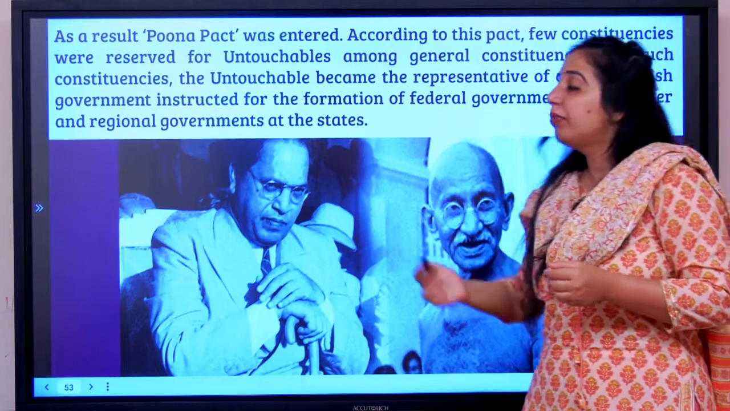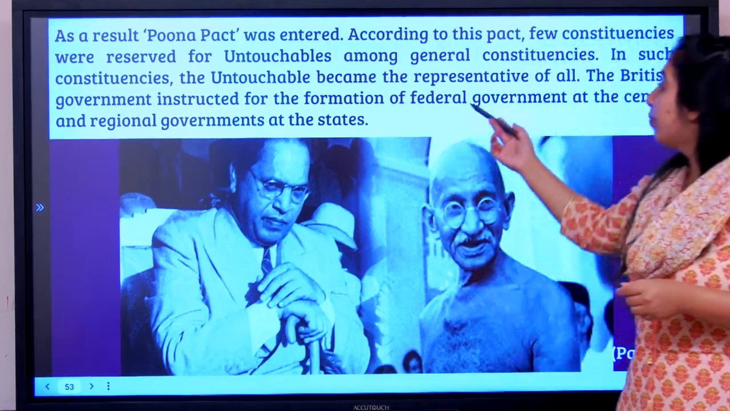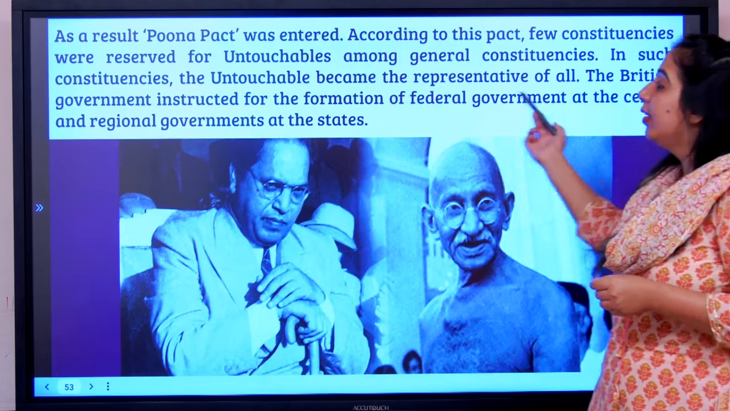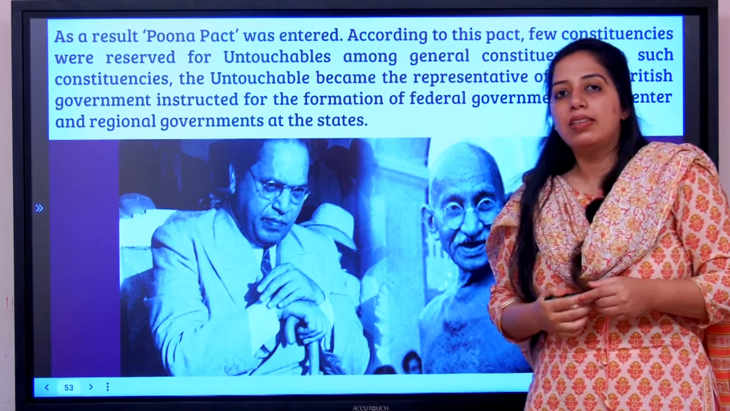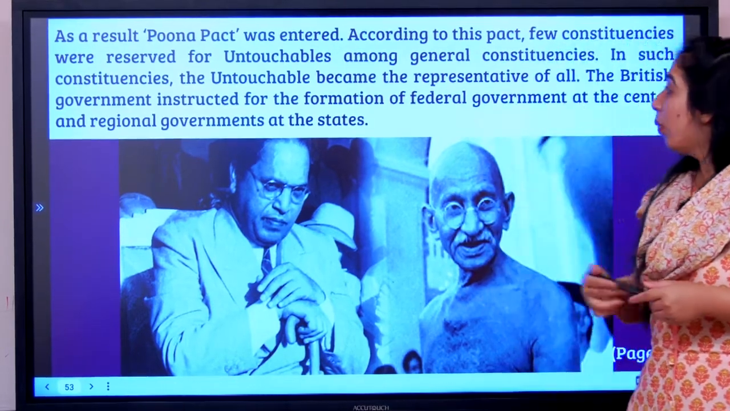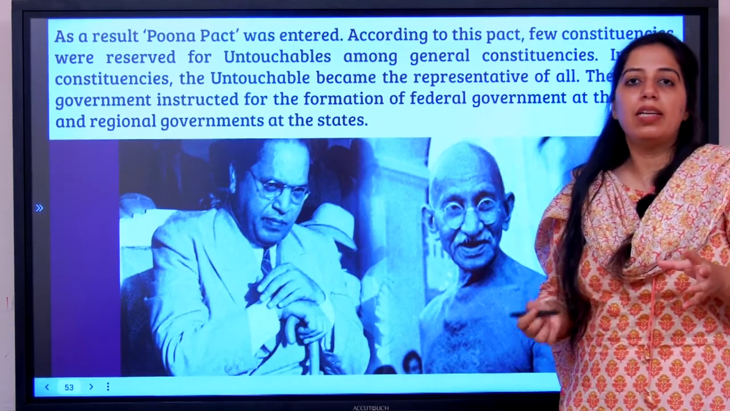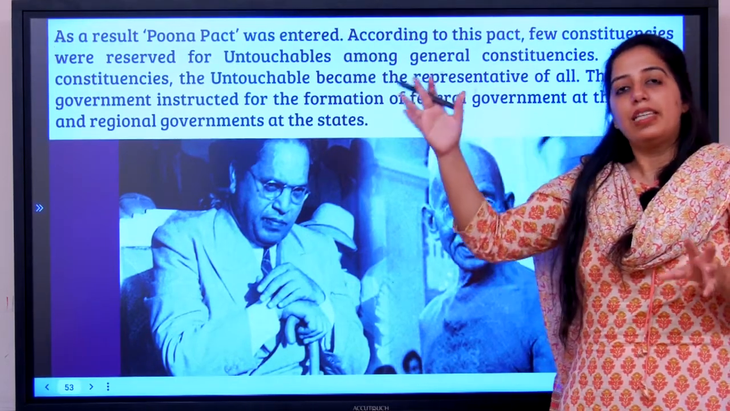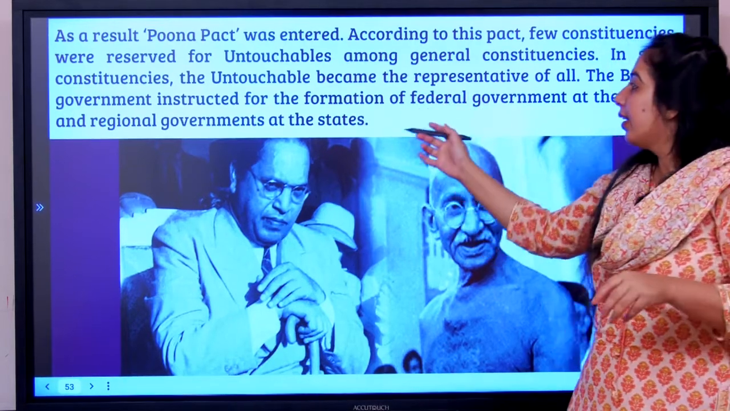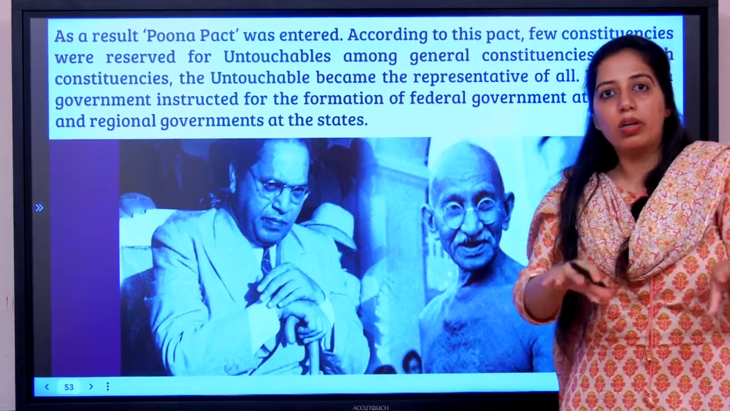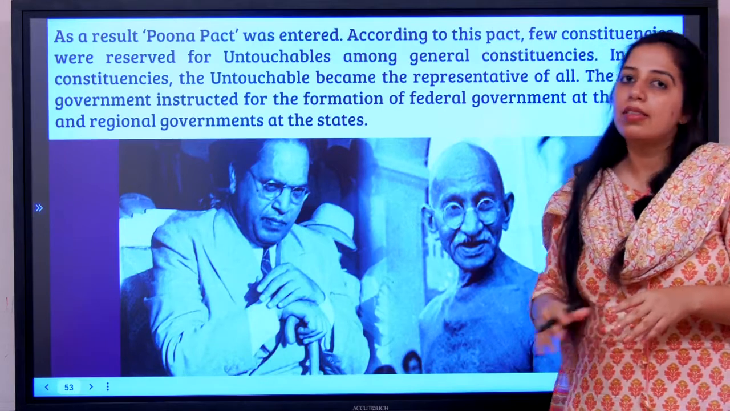The British government instructed for the formation of federal government at the center and regional governments at the states. What is the meaning of this? Federal government means a government where the power is divided between the center and the states. And regional government? Local governments in the states.